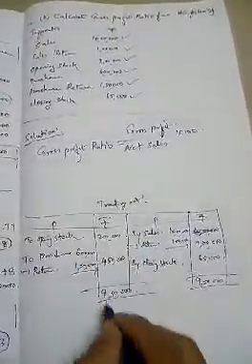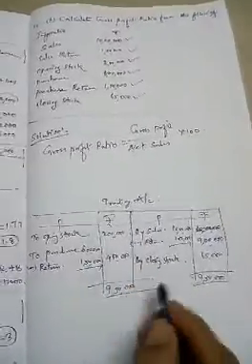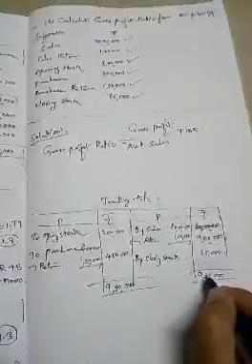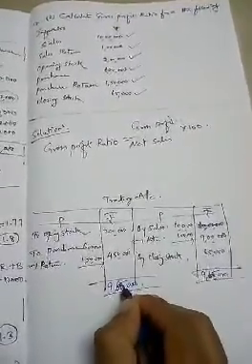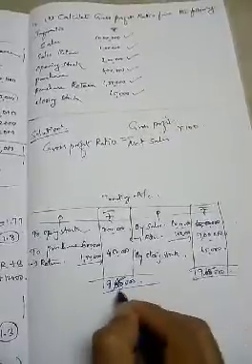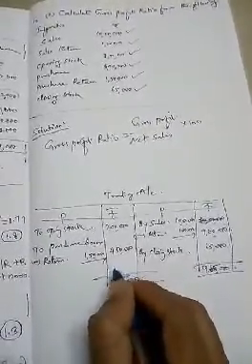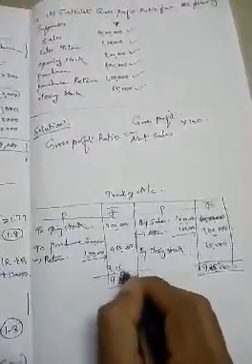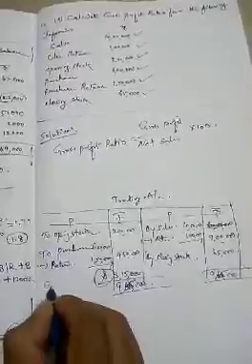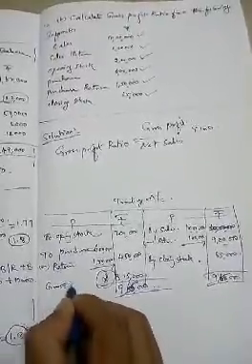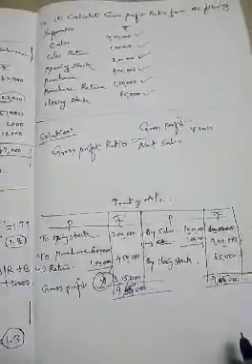The same is transferred here, 9,65,000. And if you deduct from this amount, that is 9 lakh 65 thousand, less 6,50,000, you get 3,15,000, which is the gross profit. So you get the gross profit.